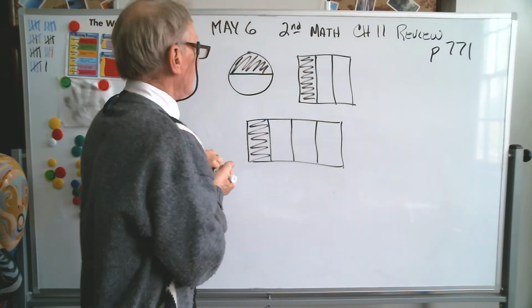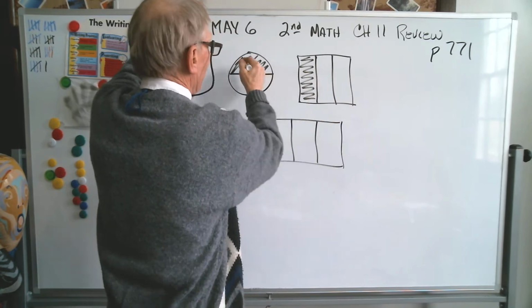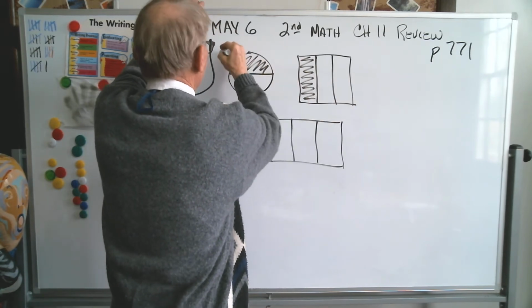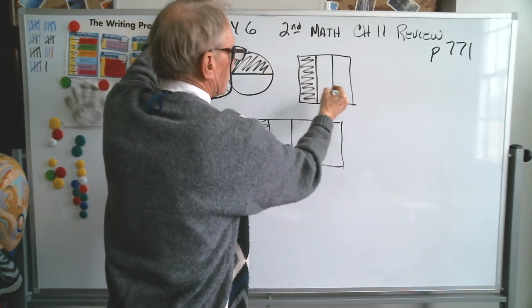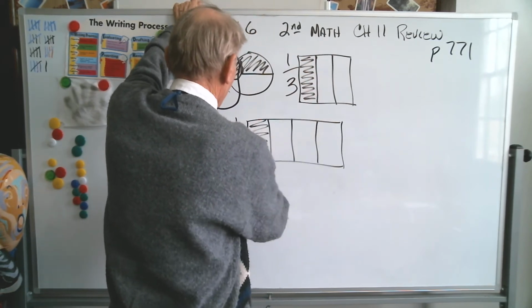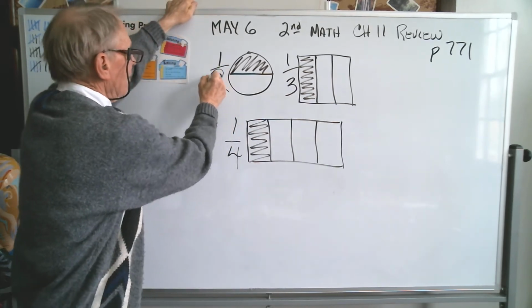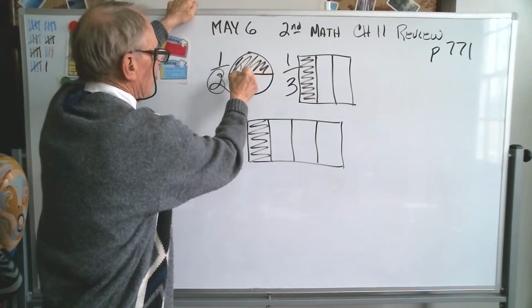Remember, these are all fractions of the whole shape. This is 1/2. This is 1/3. And this is 1/4. Remember I told you the bottom number tells you how many parts there are.